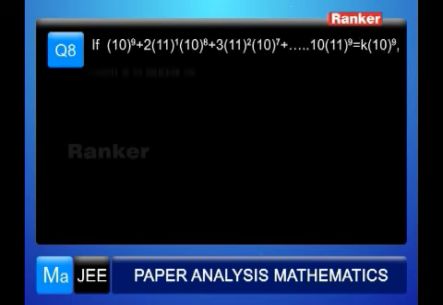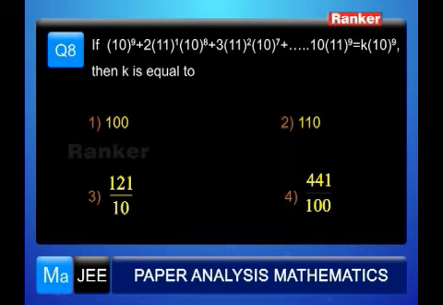Let's move on to the next question, question number 8. If 10 power 9 plus 2 into 11 power 1 into 10 power 8 plus 3 into 11 square into 10 power 7 plus so on so forth up to 10 plus 10 into 11 power 9 is equal to k into 10 power 9, then k is equal to: first option 100, second option 110, third option 121 by 10, fourth option 441 by 100.